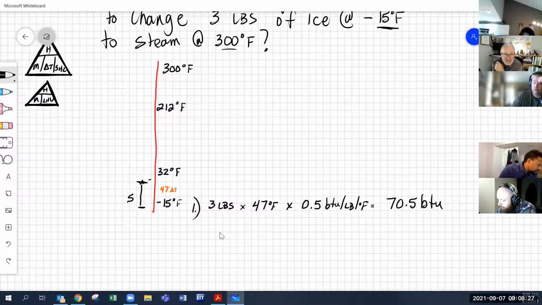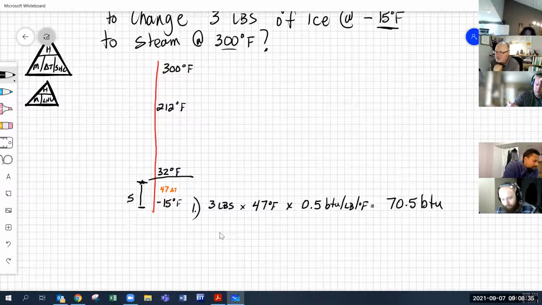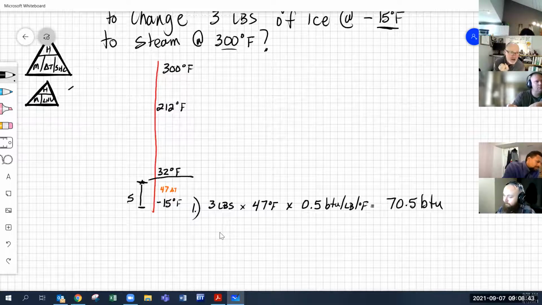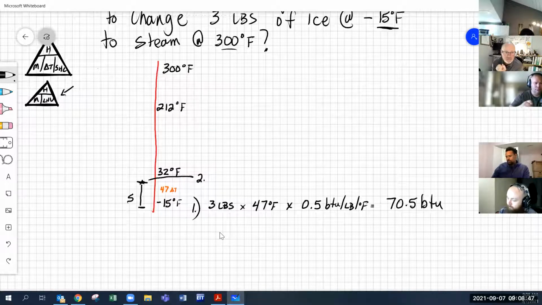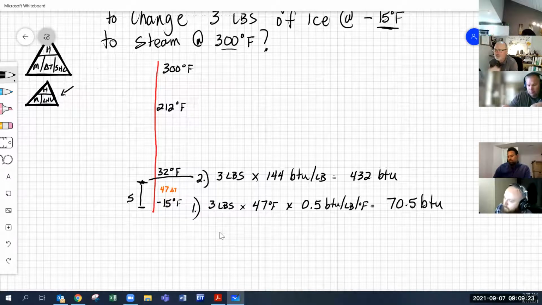So now I have this ice at the melting point. So I'm going to then add latent heat to it to get it to water, right? I need water. So now I'm going to use the latent heat formula. I'm going to call this step number 2. And it says, take your mass, 3 pounds, multiplied by the latent heat of fusion, solidification, which is 144 BTUs per pound. These are our multipliers. That's 432 BTUs. Now I have water at 32 degrees Fahrenheit.